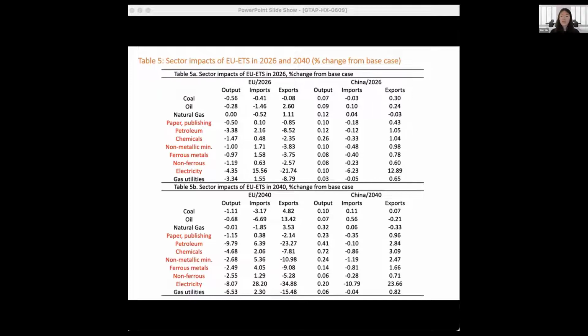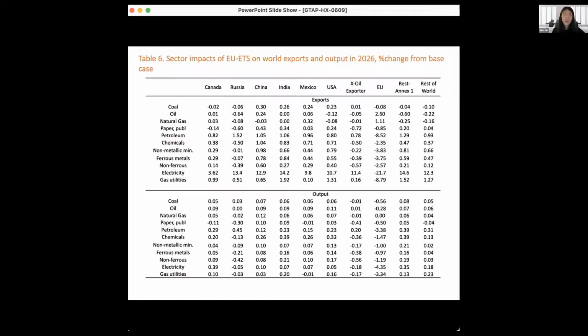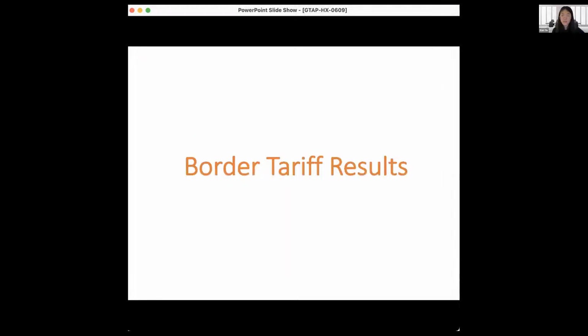So over time, the auction share rises and the permit price goes up. The pressure on the ETS sectors increases. You can see in 2040, the output of the ETS sectors in the EU shrinks a lot, like petroleum, chemicals, and the non-metal minerals. And China's exports of the ETS goods rise over time. Okay, given the time, I will skip this one.